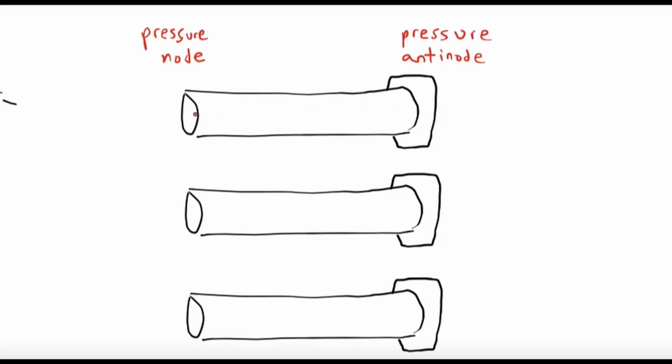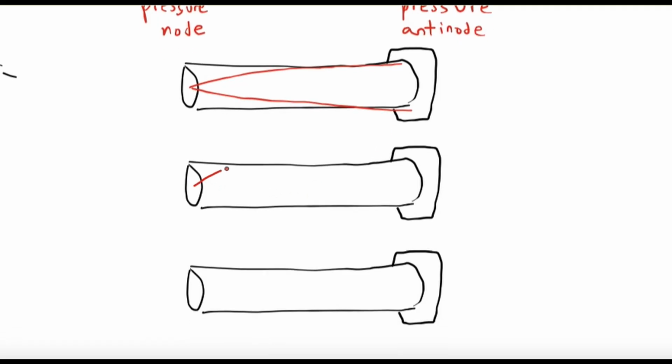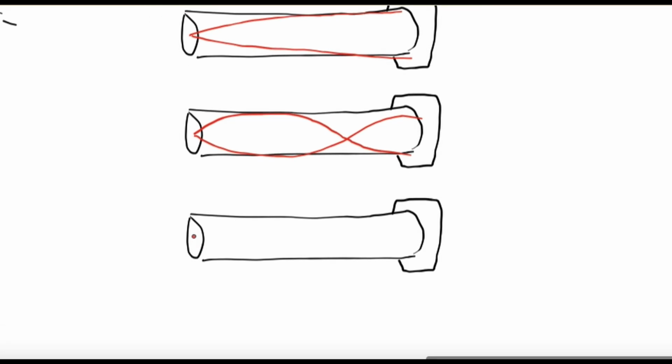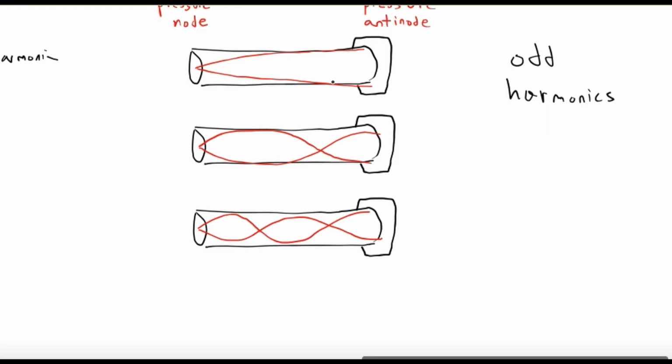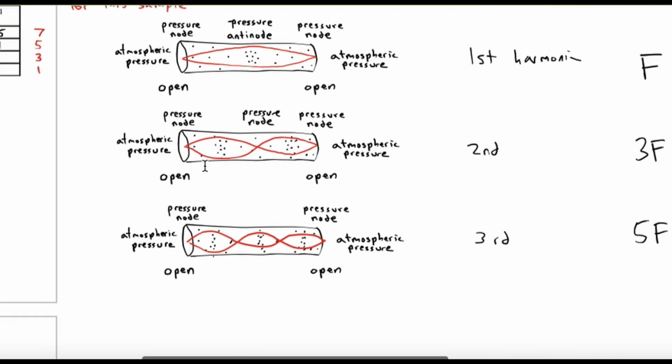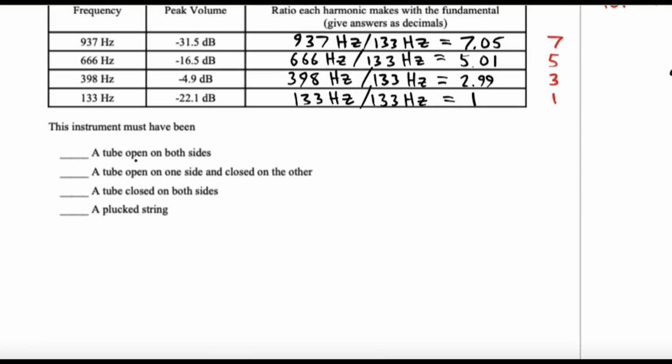So that means that you're allowed to have this type of football and this type of football and this type, and so this only makes odd harmonics. So you'll get a frequency of F and a frequency of 3F and 5F and so on. Okay, so the answer to this was a tube open on one side, closed on the other.